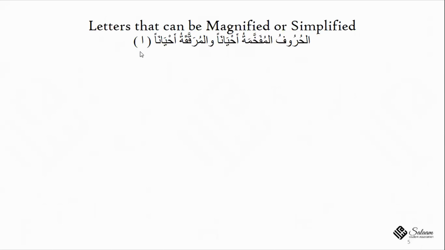So for the brother asking about the difference between magnified and simplified: magnified, or mufakham, means that you feel the echo of the letter in your mouth. You fill your mouth with it, like the letters kha and da. So these letters are magnified. You don't say kha in a light way. The letter kha needs to be pronounced like this, mufakham. On the other side, there are letters like fa, like in the last slide.